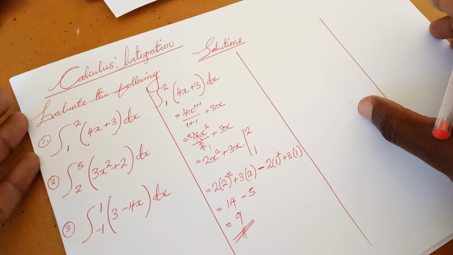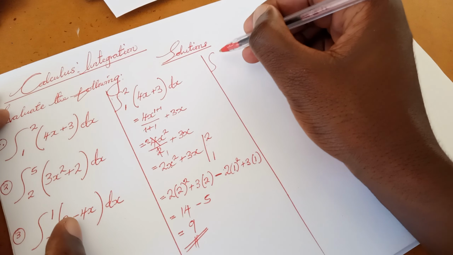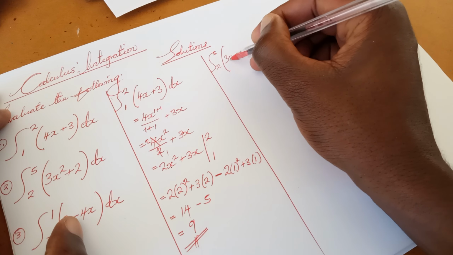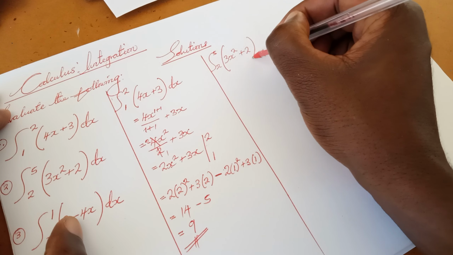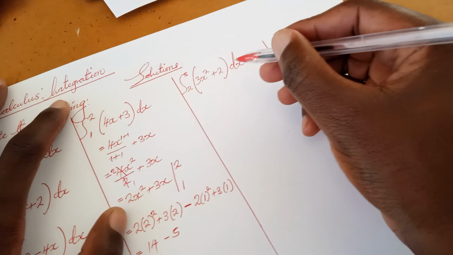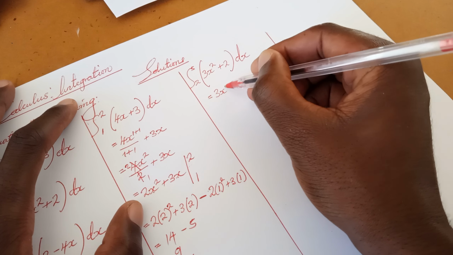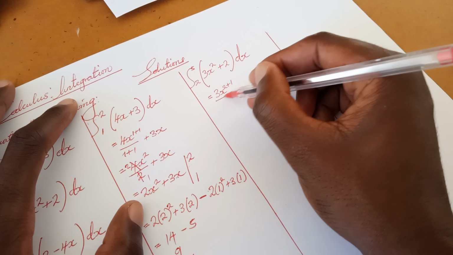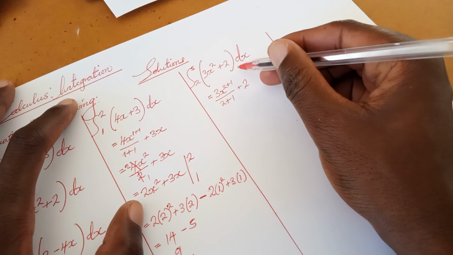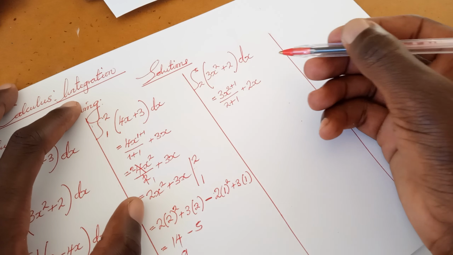If you have not understood, let's go to example number 2. So we are integrating, there is 5 and 2, 3x squared plus 2 dx. So we say this equals 3x to the power of 2 plus 1 over 2 plus 1, plus 2. So this is a constant, you just add the x. Just add x like that.